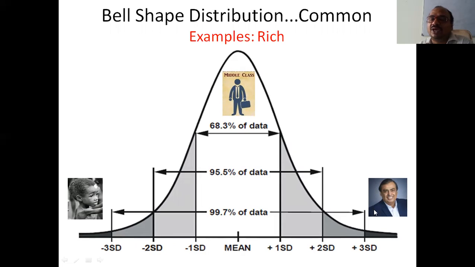See here, Mukesh Ambani comes here, whereas the poorest person is here. This is the high end. Mukesh Ambani is the richest person, a rare piece. That's why the possibility here is very less. That's why I have shown the height here.